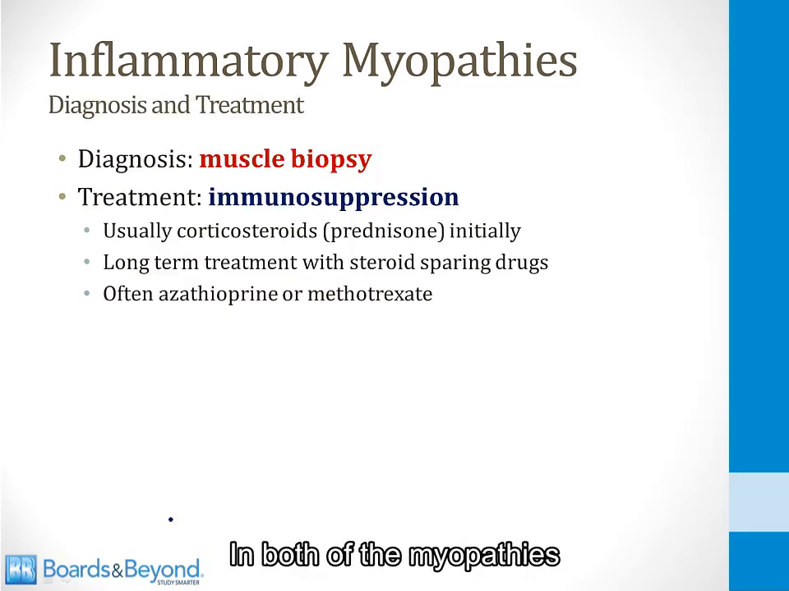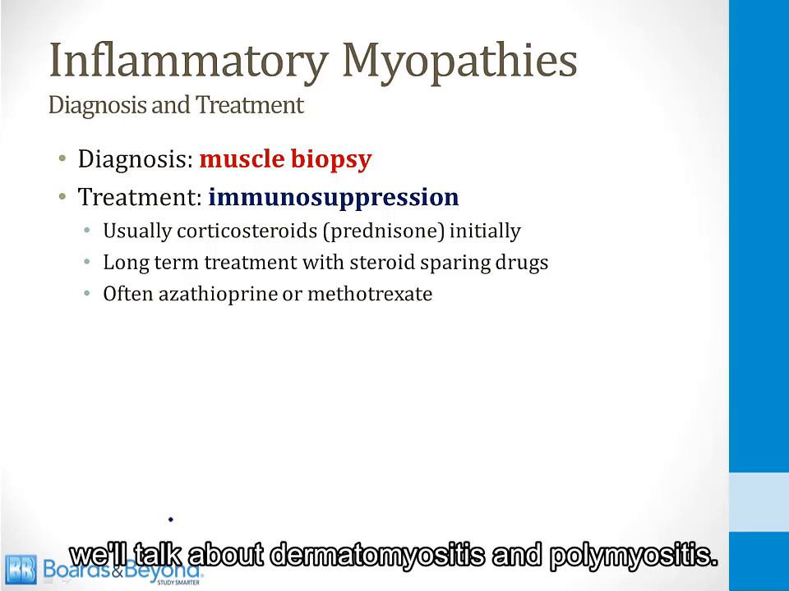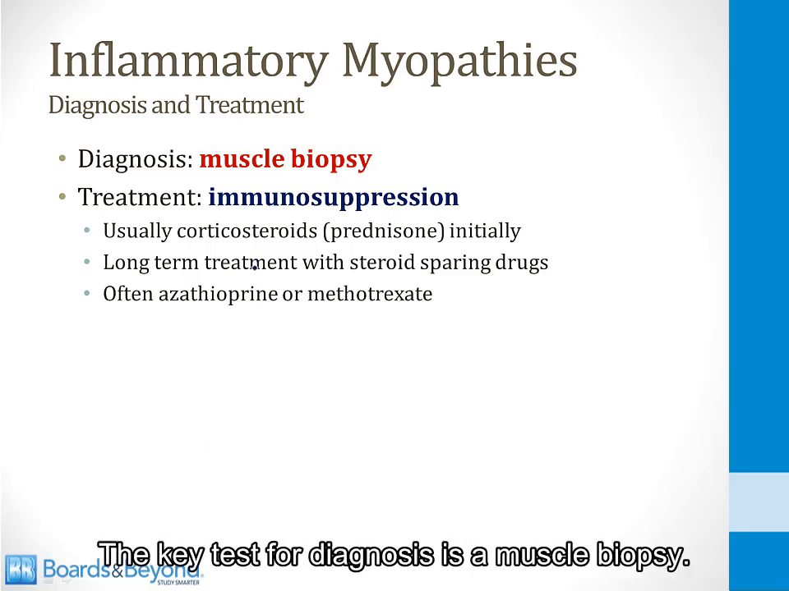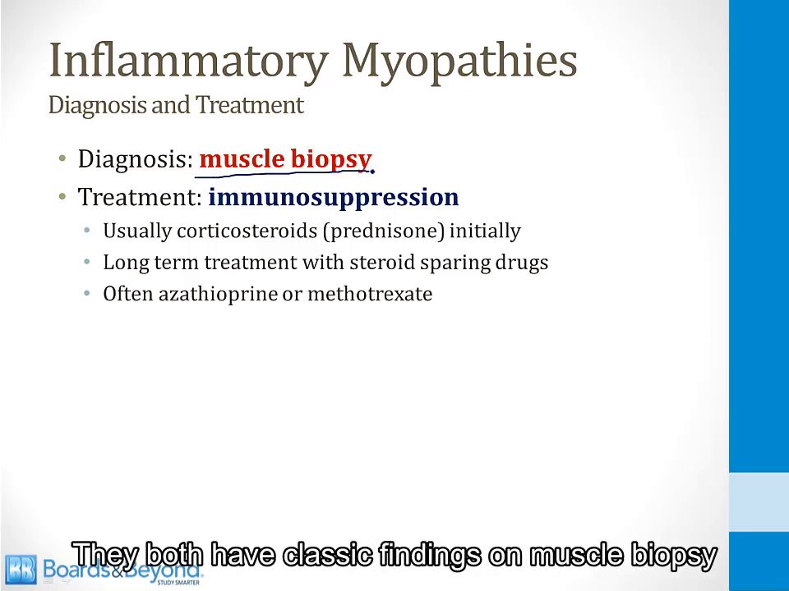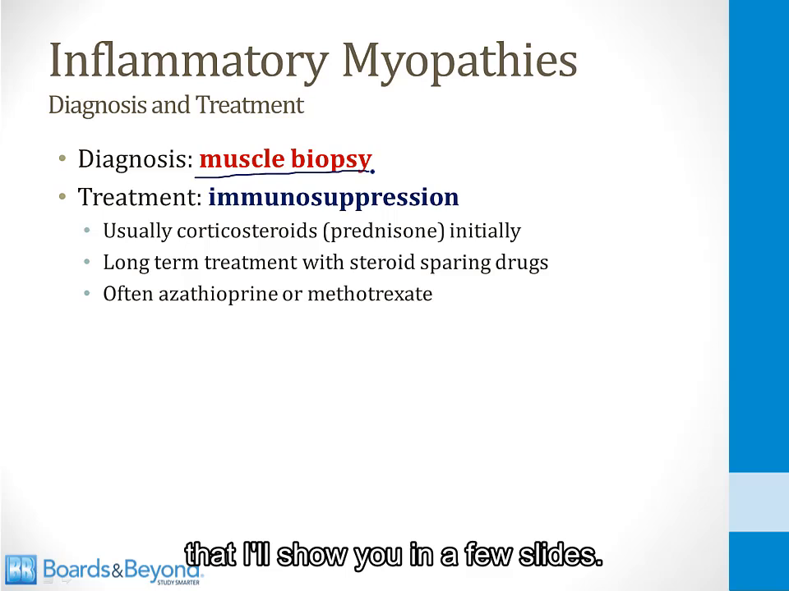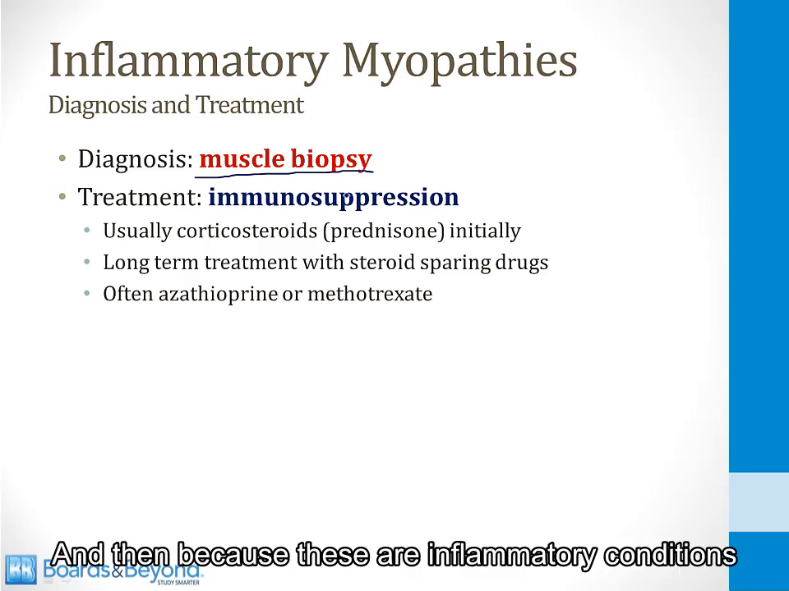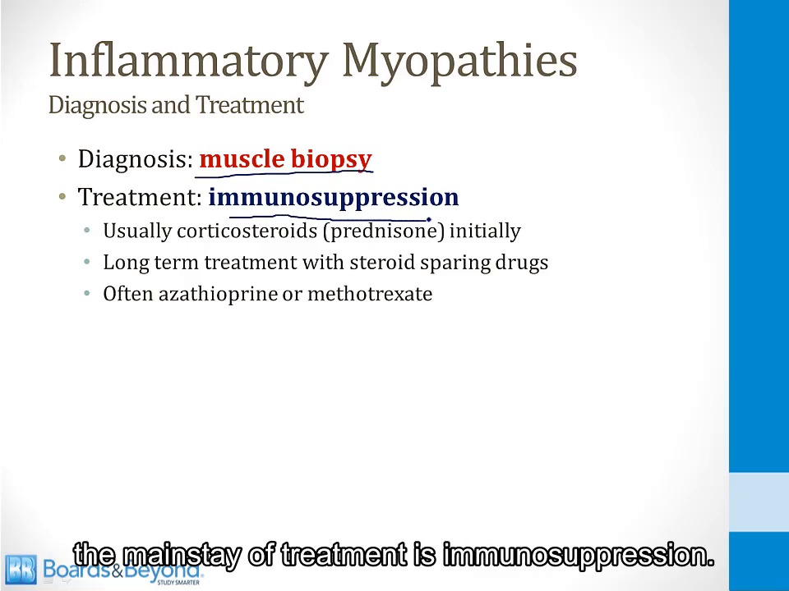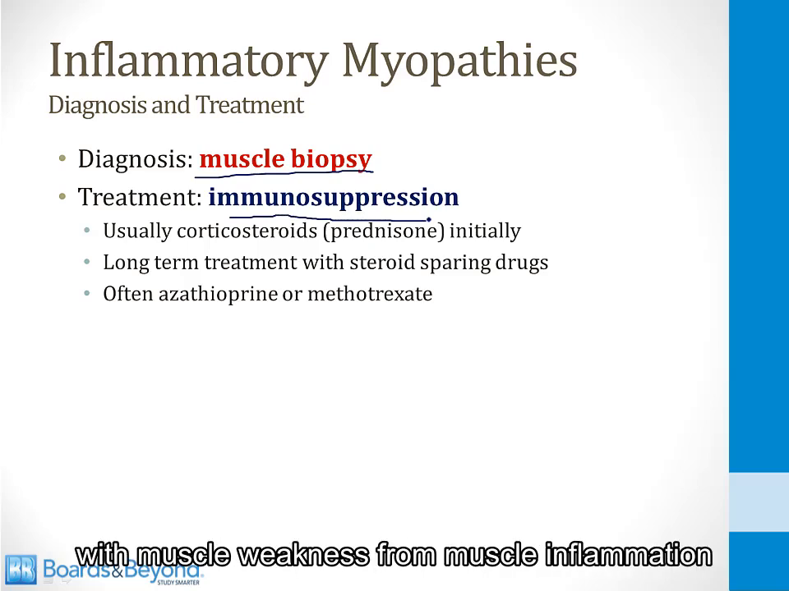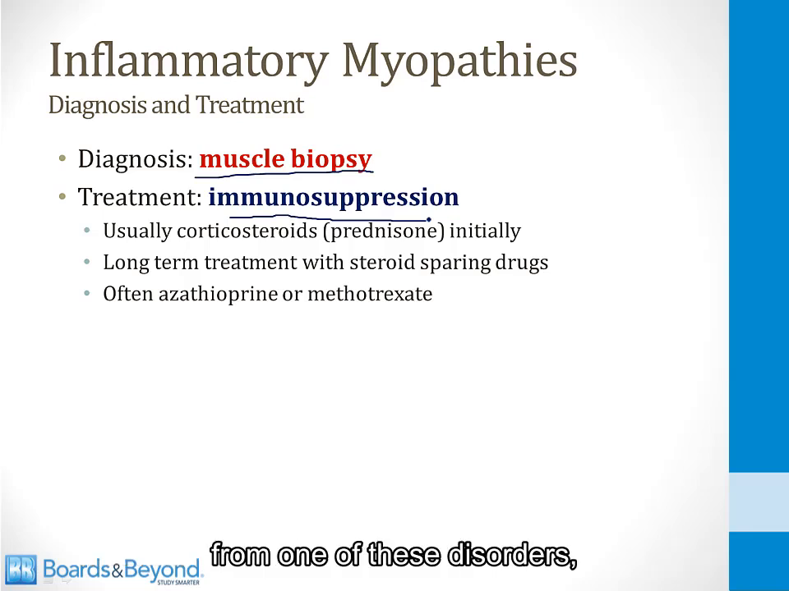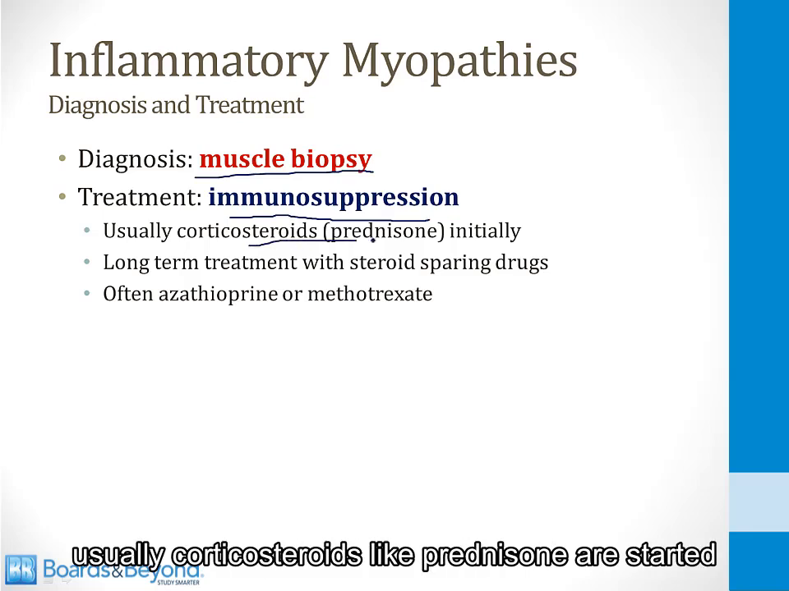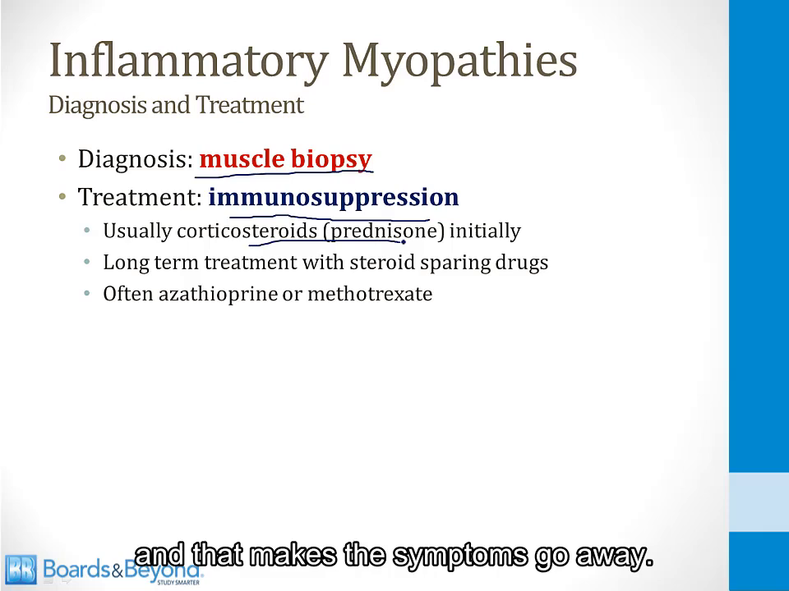In both of the myopathies we'll talk about, dermatomyositis and polymyositis, the key test for diagnosis is a muscle biopsy. They both have classic findings on muscle biopsy that I'll show you in a few slides. And then because these are inflammatory conditions, the mainstay of treatment is immunosuppression. So when a patient presents with muscle weakness from muscle inflammation from one of these disorders, usually corticosteroids like prednisone are started, and that makes the symptoms go away.